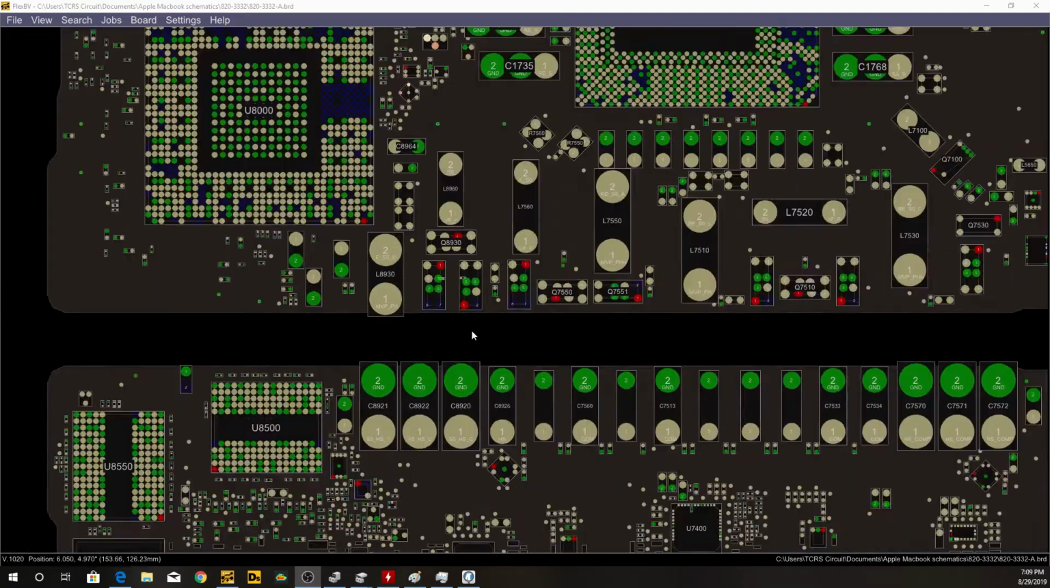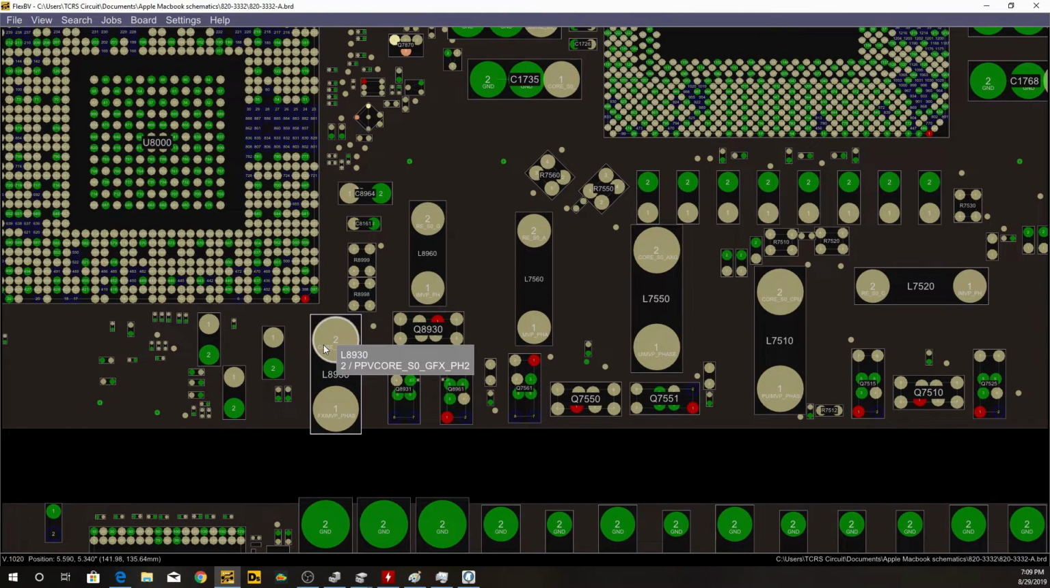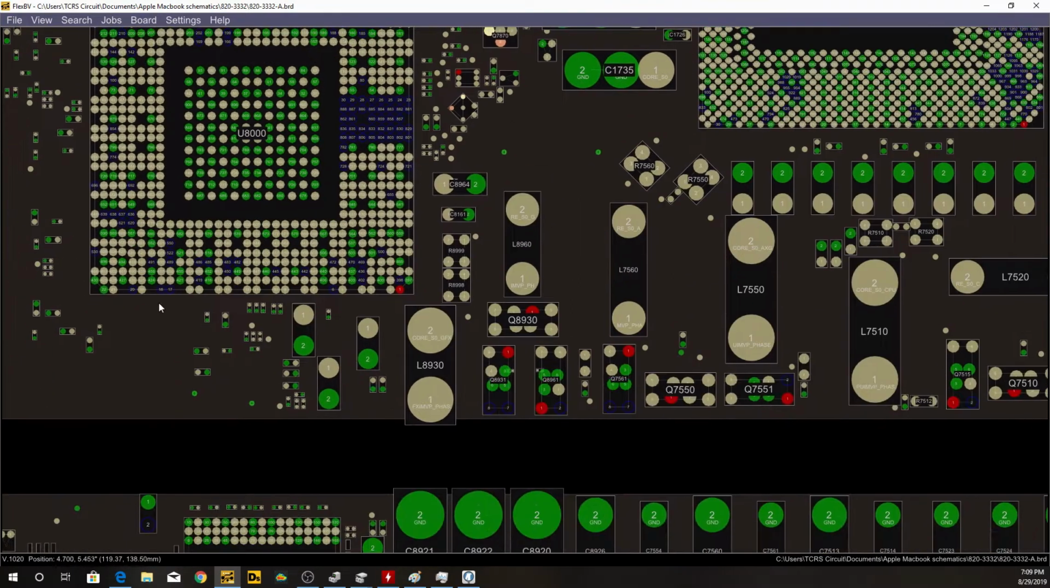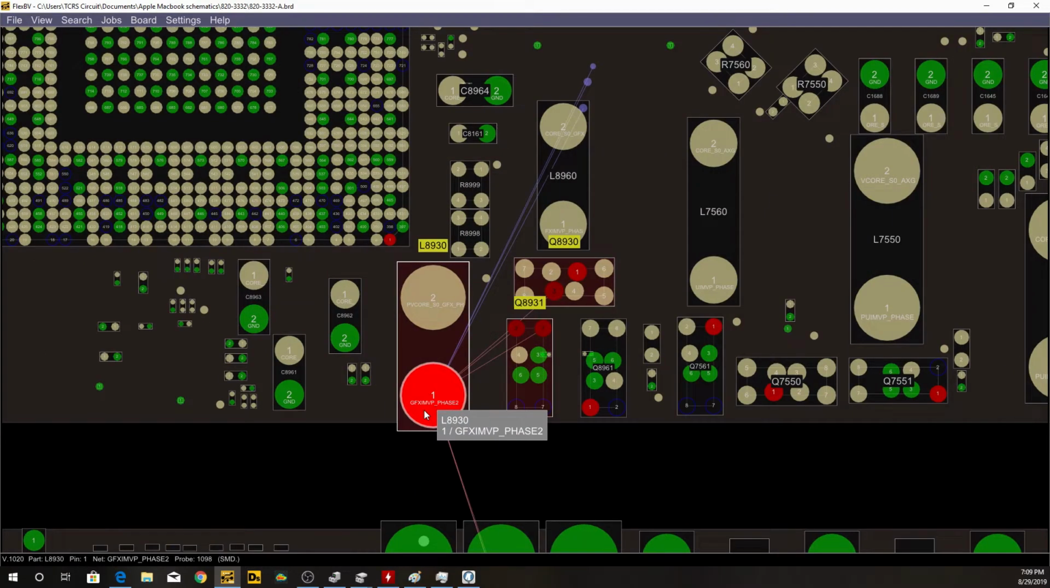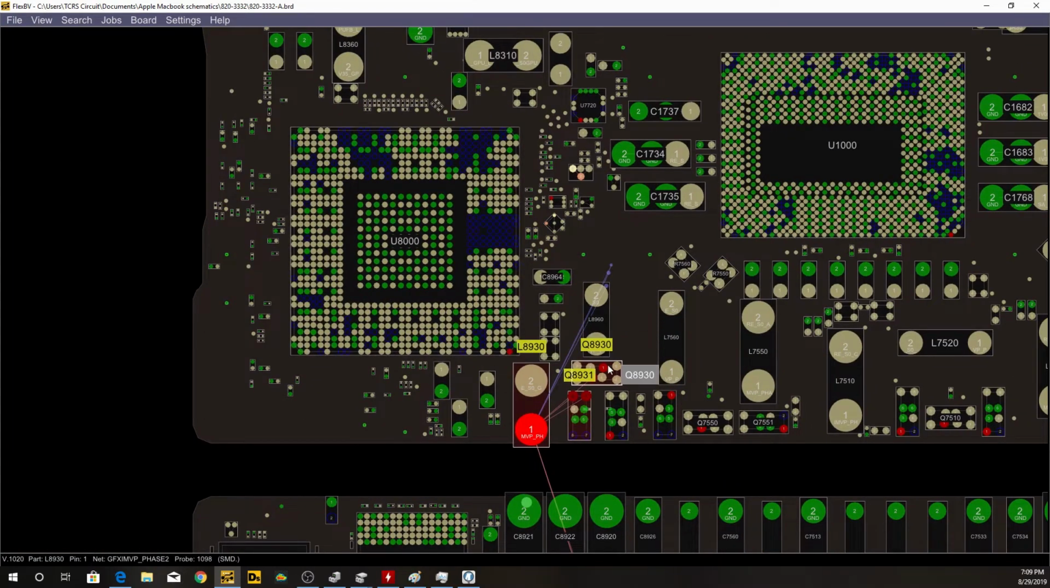Okay, here's our board view. You see these inductors right here? We have two of them. The ones we need to pay attention to are L8930 and L8960. These are both the vCore inductors for the GPU. Here's our GPU, here's our CPU, and this is our phase side for the MOSFETs. We have a few MOSFETs here that supply power to the GPU. These switch very rapidly between 12 volts and 1 volt, going through the inductor and a few capacitors, and we get 1 volt out of that for our GPU.